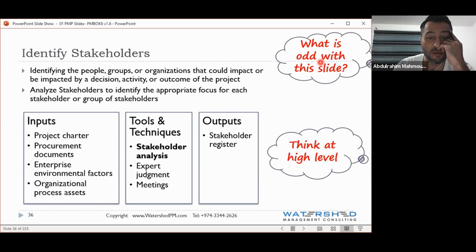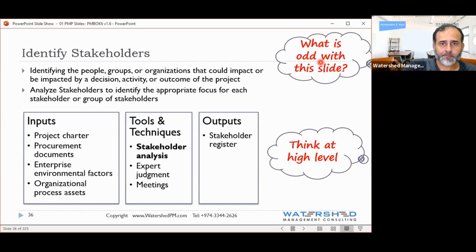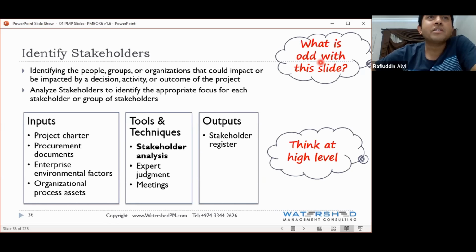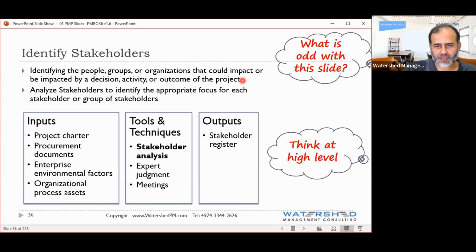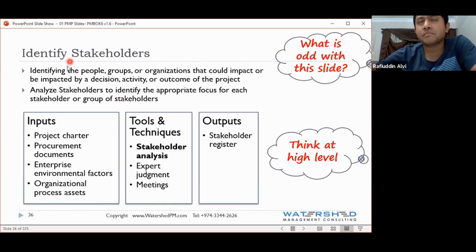Okay. Now tell me what is odd with the slide. Instead of identify stakeholder, the title should be project stakeholder management. What you're telling me is the name of the knowledge area. This is the name of the process. Identify stakeholder is the correct name of the process.